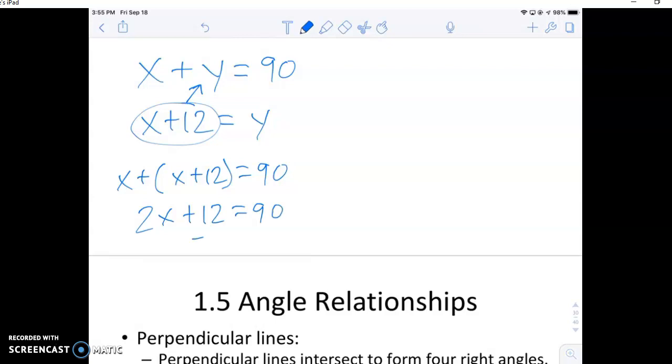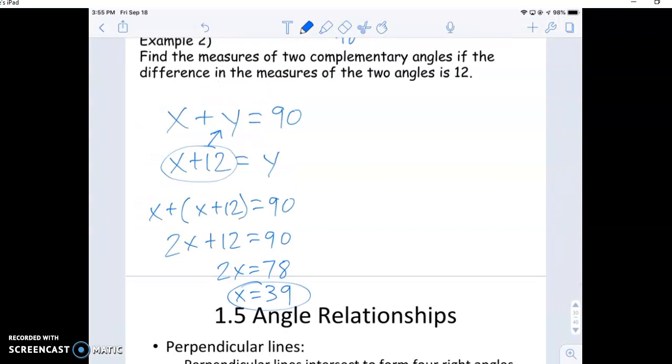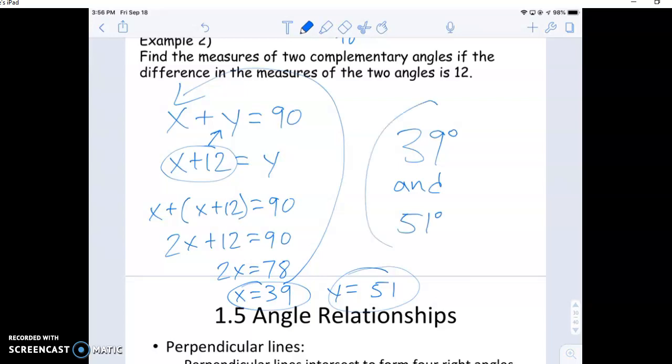Subtract 12 from both sides, and you get 2x equals 78. Divide each side by 2, and you get x equals 39. So that's one angle, 39 degrees. And we have to solve for the other one. Just plug that x back in. Plug 39 in for x into that first equation and solve for y. You would figure out it would be 51 degrees. So those two angles are 39 degrees and 51 degrees. There you go.